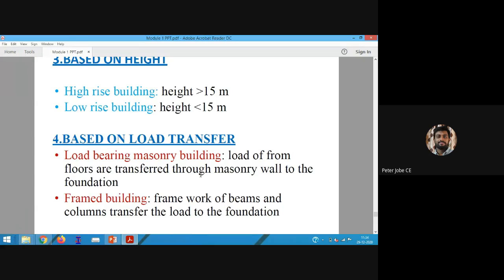The advantage of frame buildings is that not only do we have columns and beams to take the vertical and horizontal loads, we also have reinforcement. The reinforcement will hold the total building as a single unit, and that single unit will have the strength to accommodate small deflections and other things. So we'll use frame buildings nowadays. This is the classification based on load transfer. First is the load-bearing masonry building, and next is the frame building.